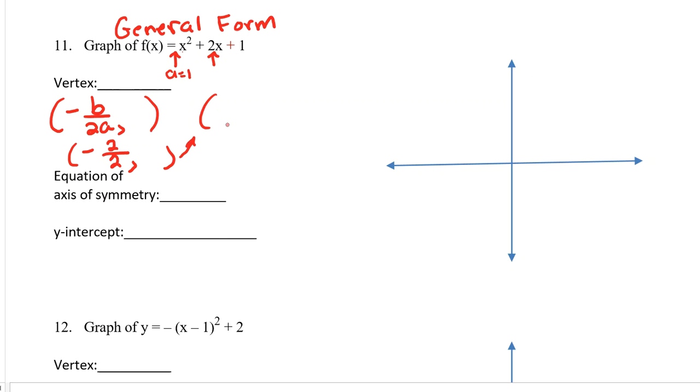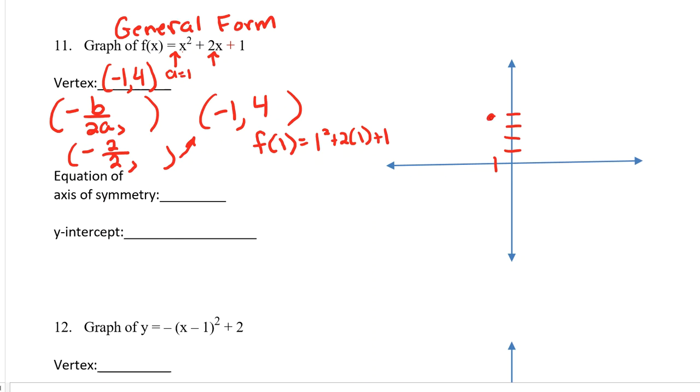So now I know that that would be -1. And then we plug it into our function to find the y-coordinate. Put 1 in for x, and we get 1 squared plus 2 times 1 plus 1. So we would come up with 4 as the y-coordinate of the vertex. We know because a is +1 that this parabola opens up and has its normal shape.